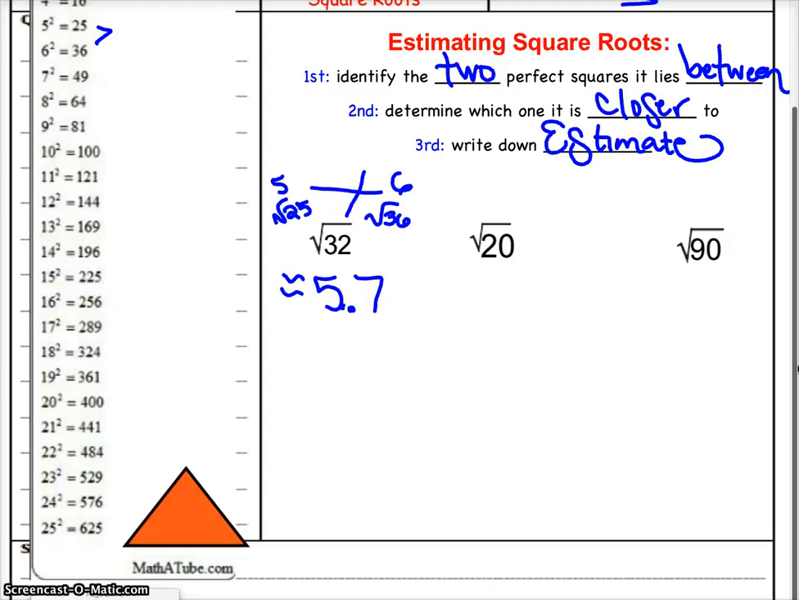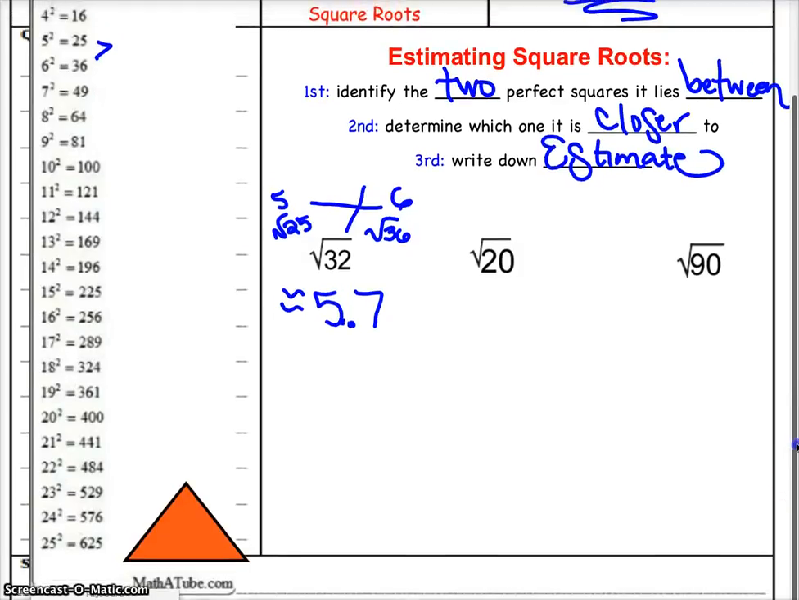It's an estimate. An estimate means you can be a little off. That's okay. And then I like to check my work. I like to see how close. It's like a game for me to see if I can get it really close. And the square root of 32 is actually 5.65, which rounds to 5.7. So yay me.